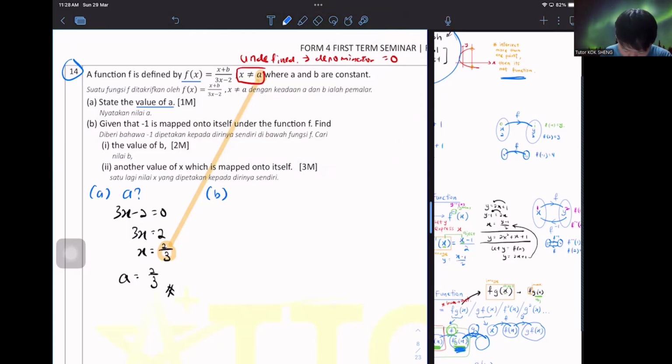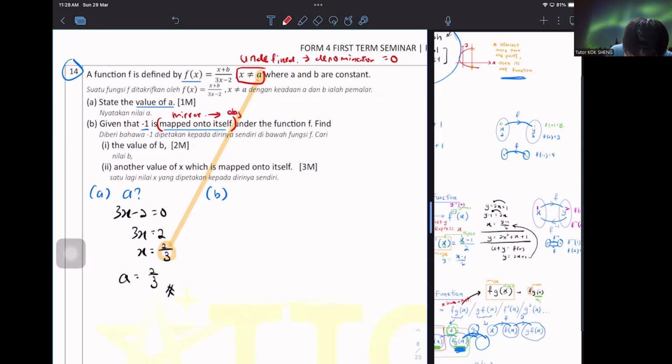Let's go for B. Given that negative 1 is mapped onto itself under the function f. Wow, okay. A new word here, map onto itself. Long time no see. So map onto itself, right? Actually like mirror. When you stand in front of the mirror facing you, right? So let's say you is the object. And if you stand in front of the mirror, mirror will reflect the image, right? So map onto itself, same as the mirror. Object and the image must be the same.